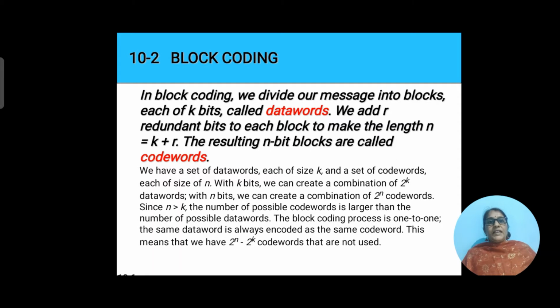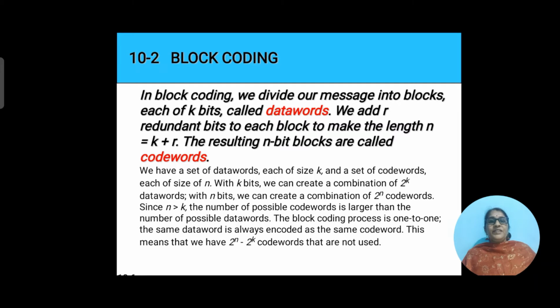Let's repeat. In block coding, we divide our message into blocks, each of k bits, called data words. We add our redundant bits to each block to make the length n equal to k plus r. The resultant n-bit blocks are called code words. We have a set of data words, each of size k, and a set of code words, each of size n, with k bits.